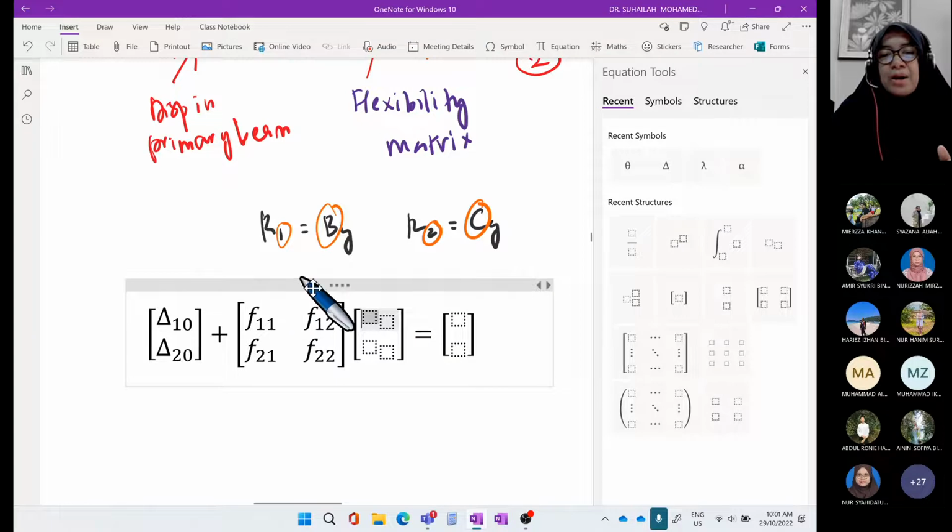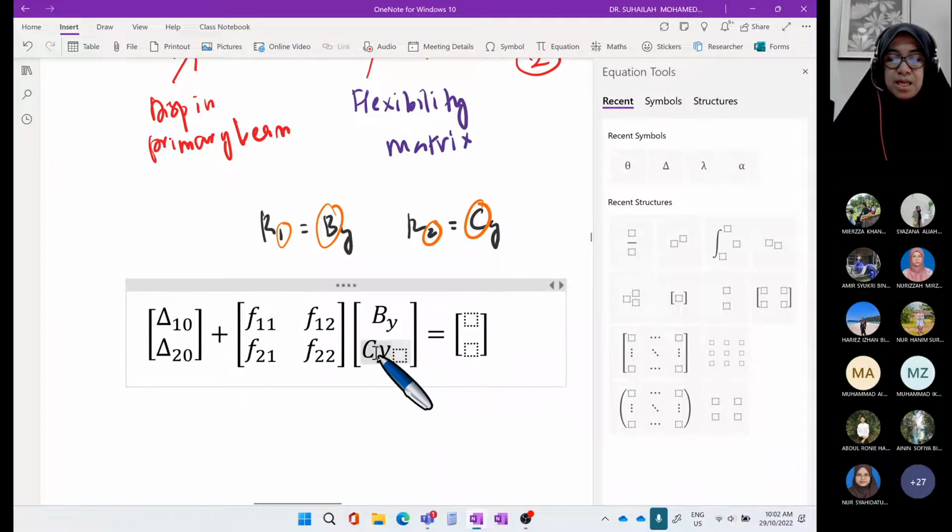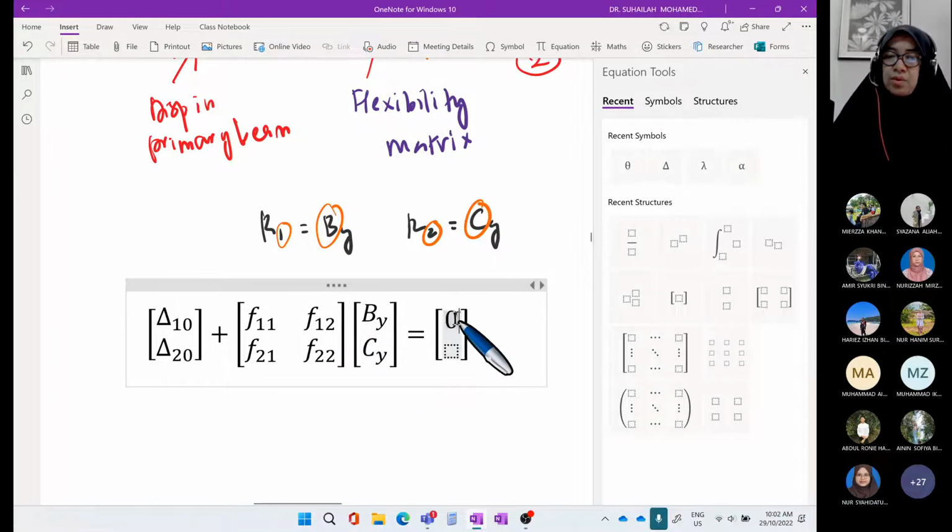So for R1, instead of putting R1, we put BY, so that we know this is BY, so it should be delta. If we put MA, it should be theta. If we put all R, we do not know which is delta, which is theta. So I prefer to put here BY, and for the second redundant, it is CY. And this is equal to 0.